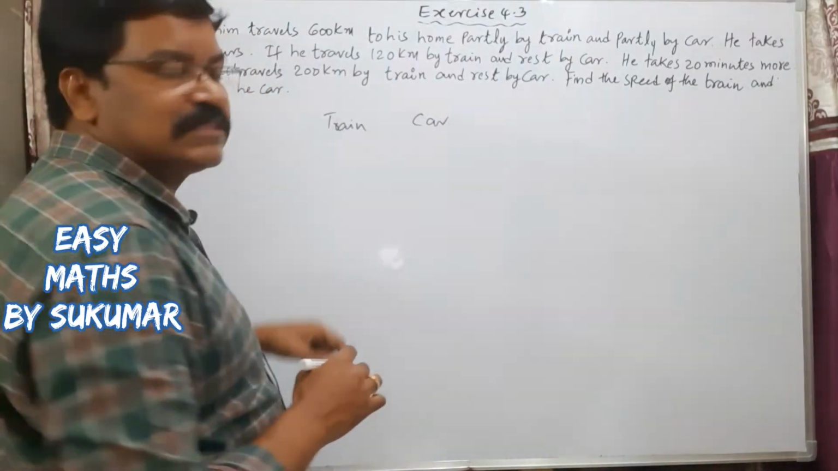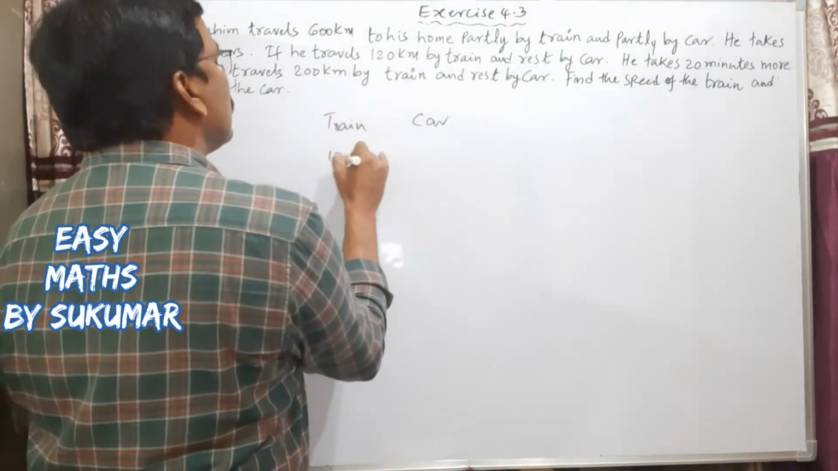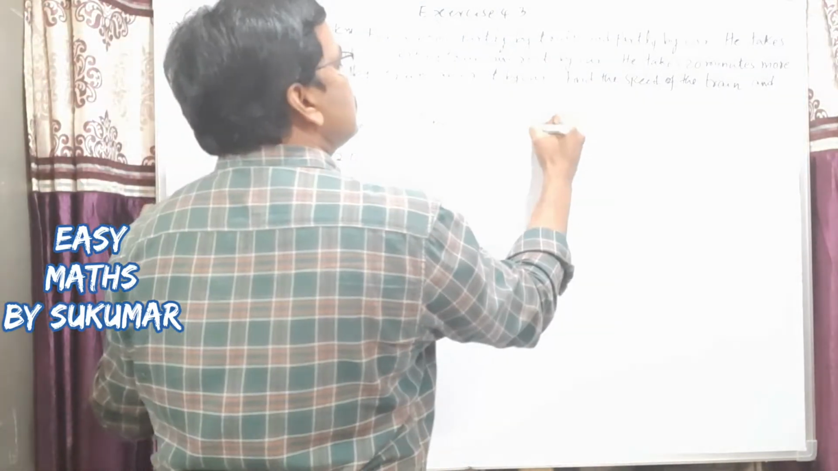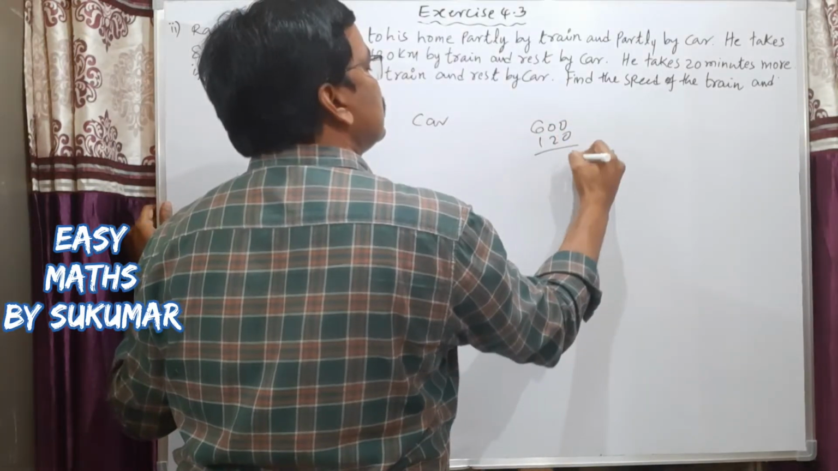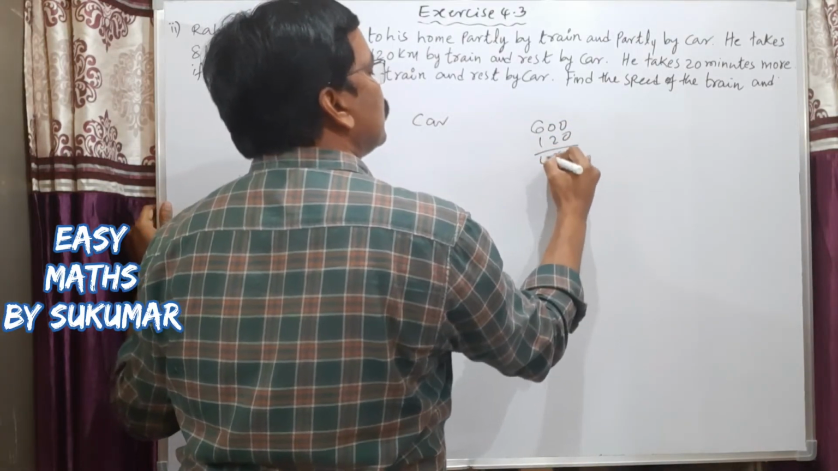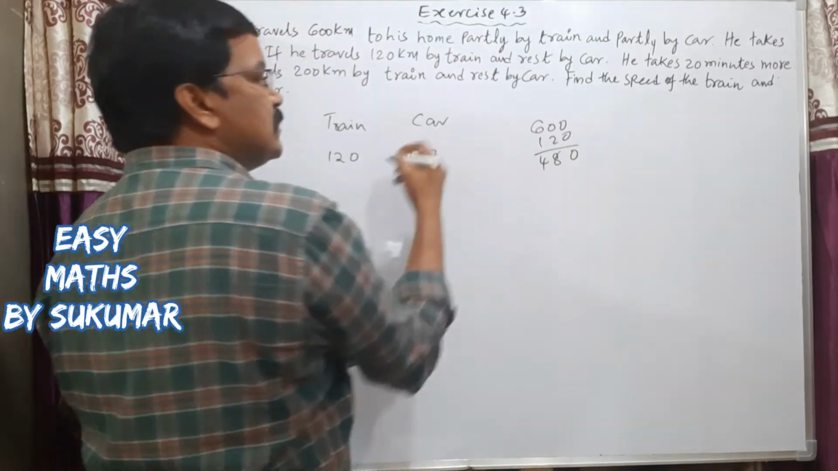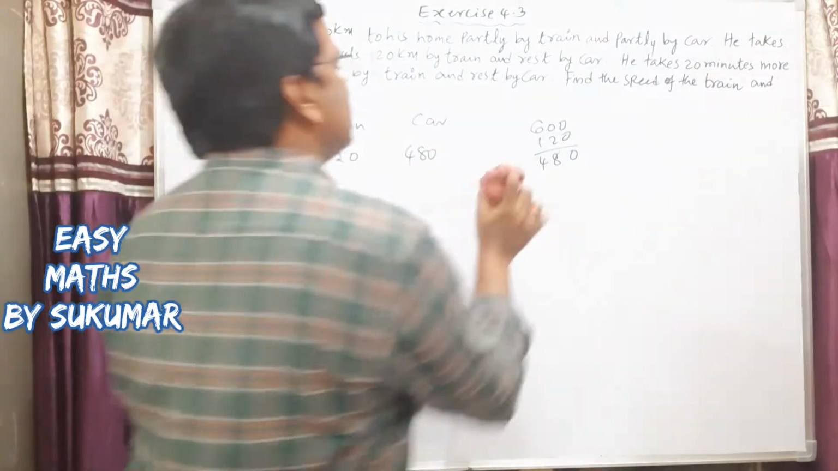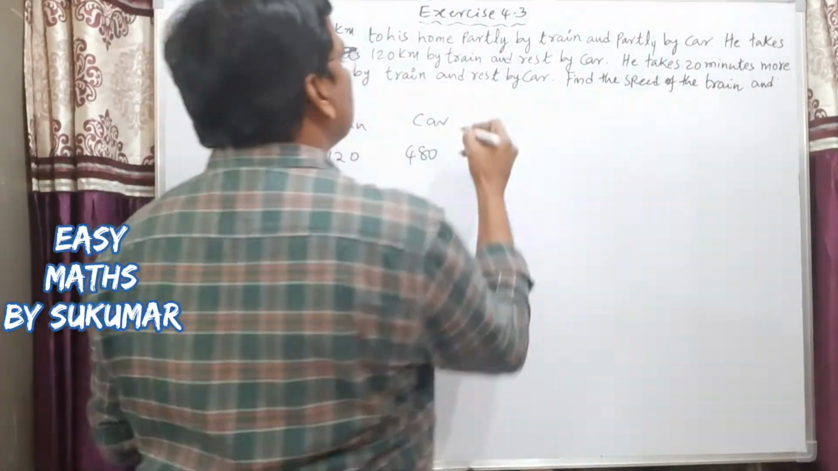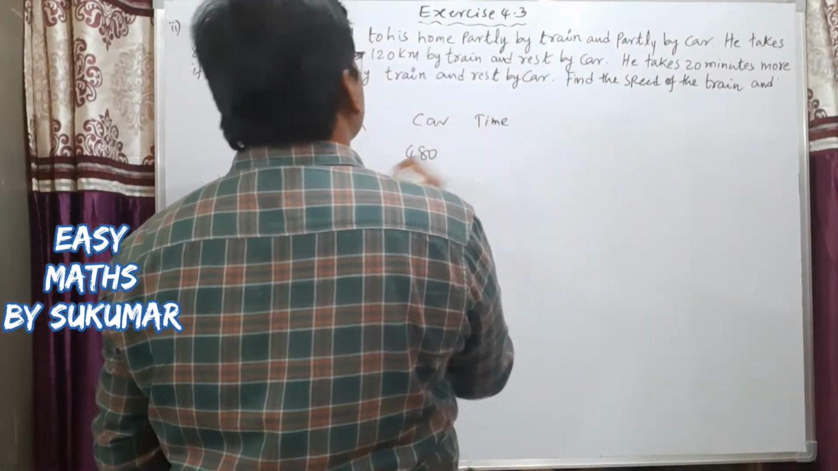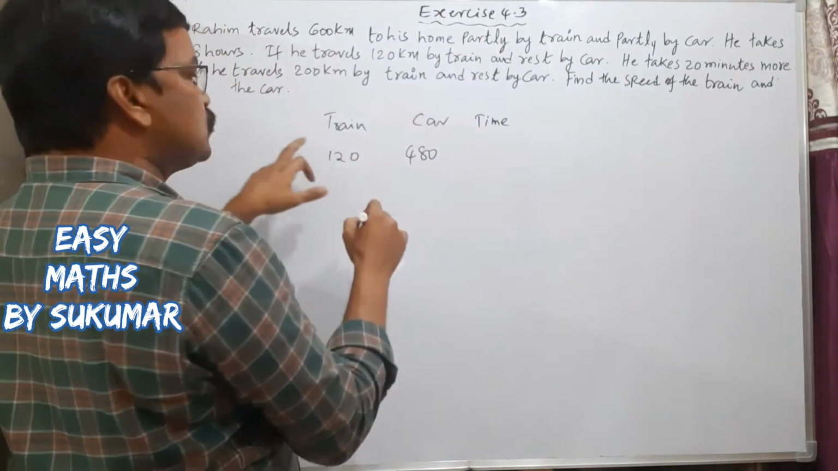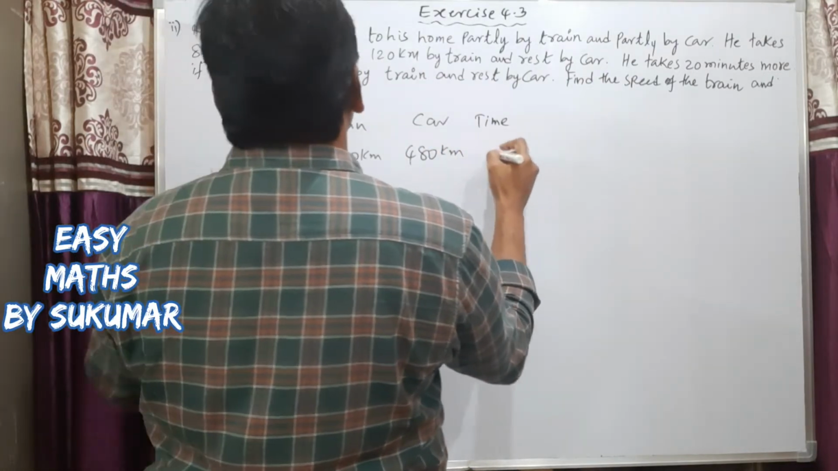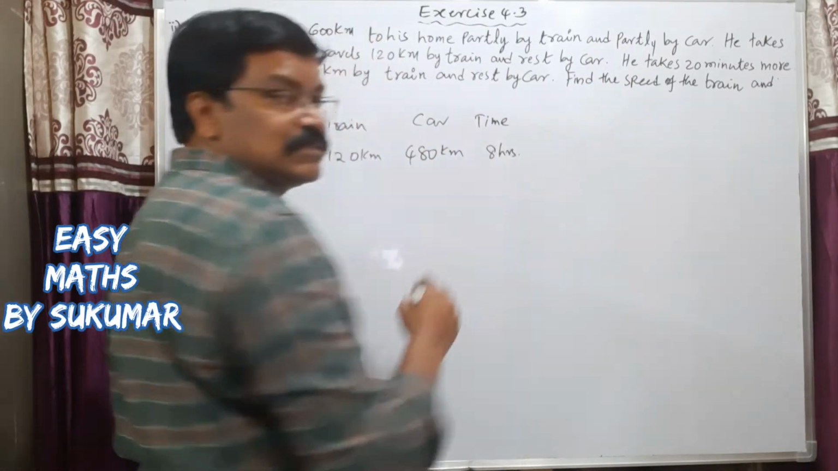He takes 8 hours. If he travels 120 kilometers by train and the rest by car, that means 600 minus 120, that is 480 kilometers by car. So the total time is 8 hours here. In this situation, 120 kilometers by train and 480 kilometers by car takes 8 hours.